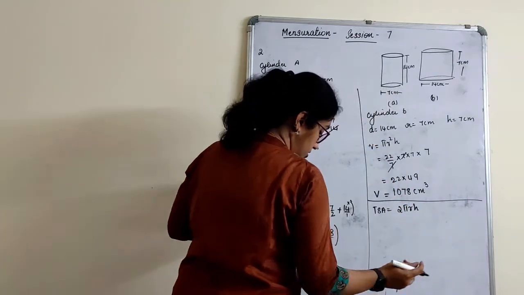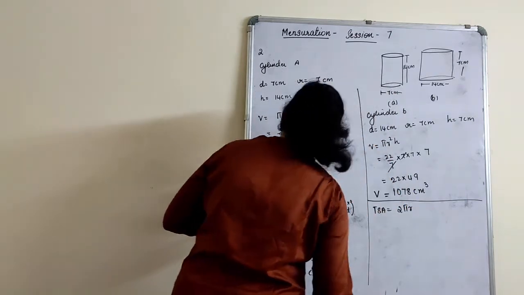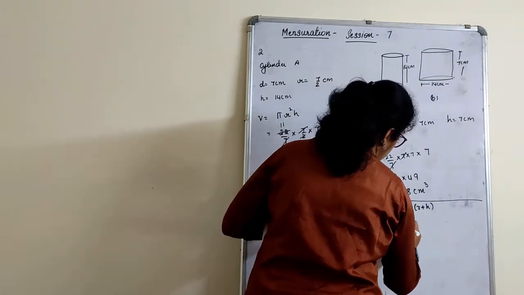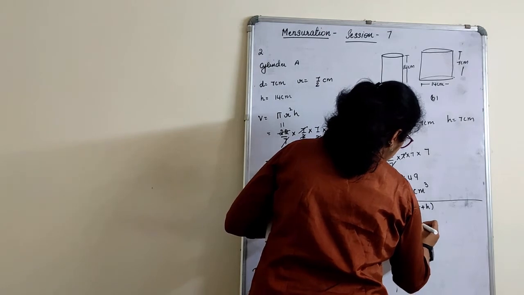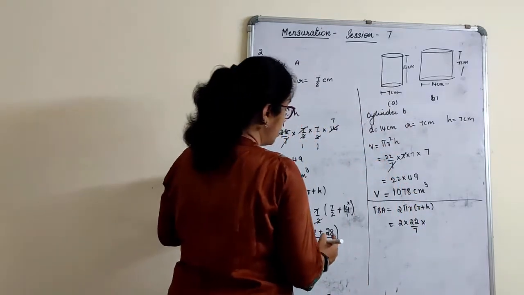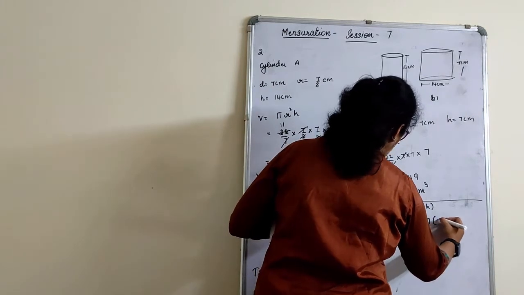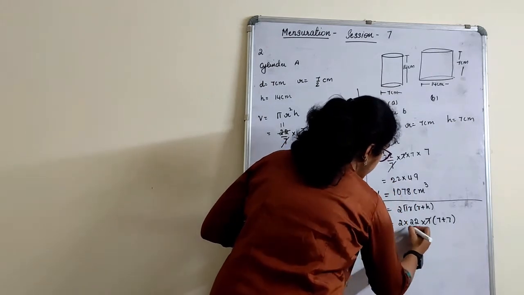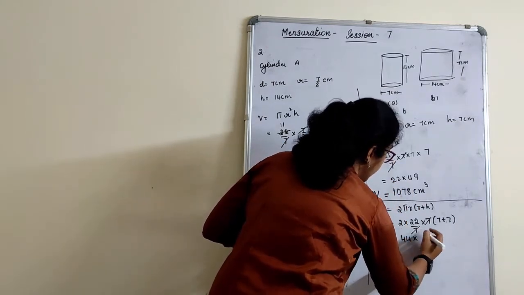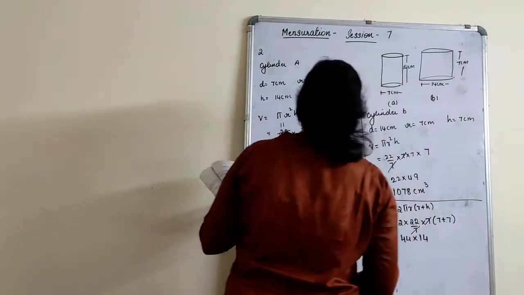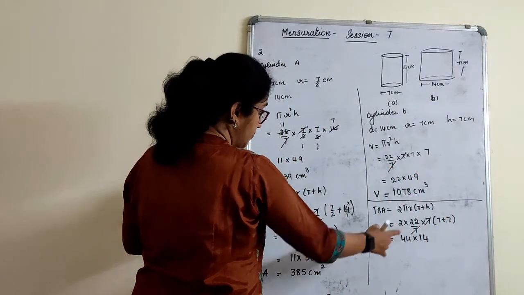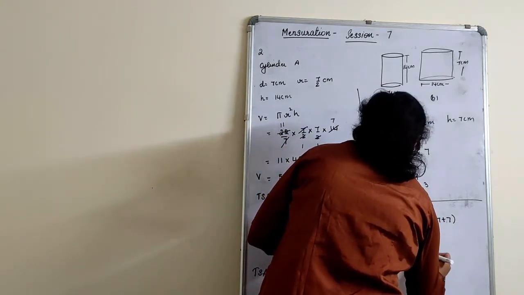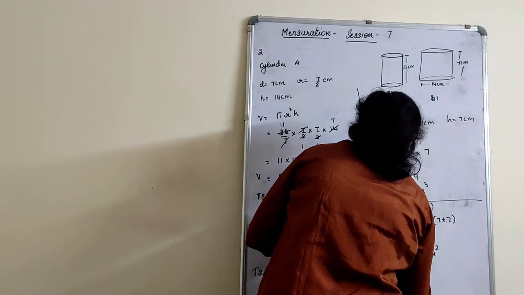2 pi r of r plus h. Okay, so this is 2 into 22 by 7 into r, which is 7 again, r plus h, 7 plus 7. So 7 and 7 will get cancelled. 22 twos are 44 into 7 plus 7, 14. Here it was 11 into 35. So where we have 44 into 14, the answer is 616 centimeter square TSA.